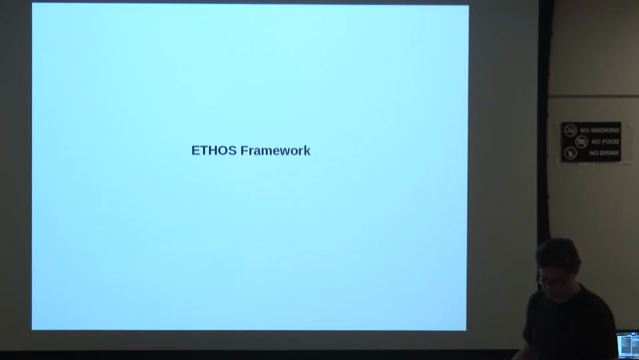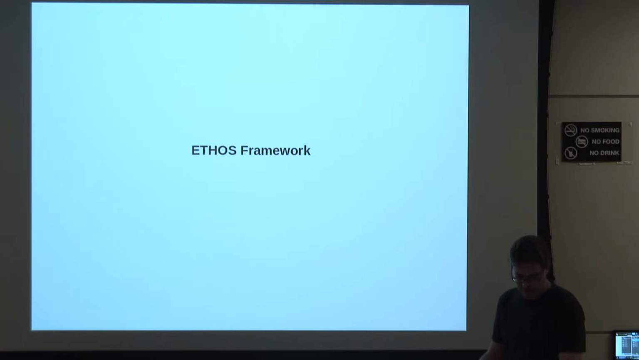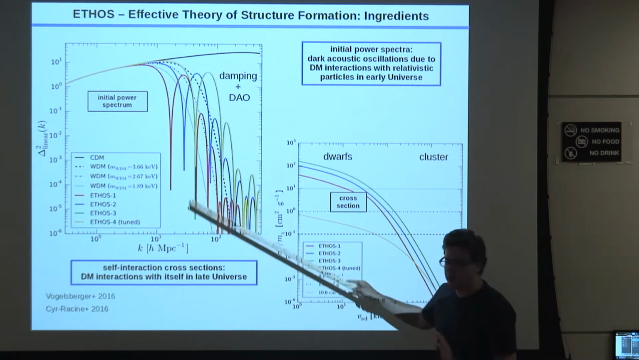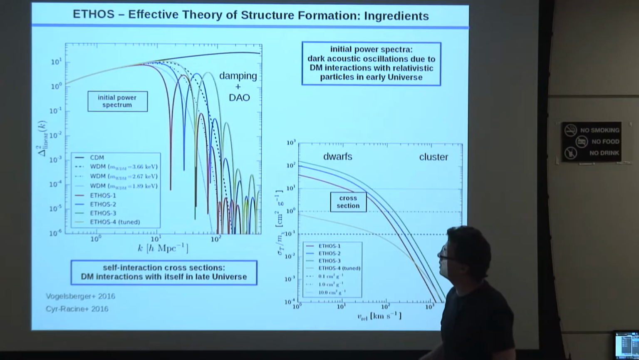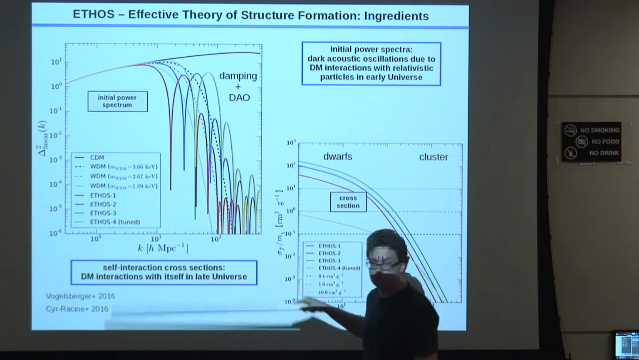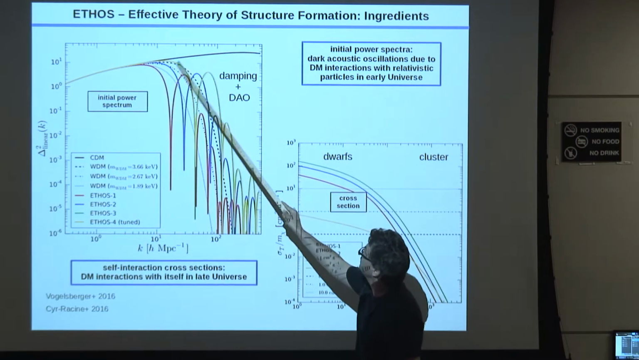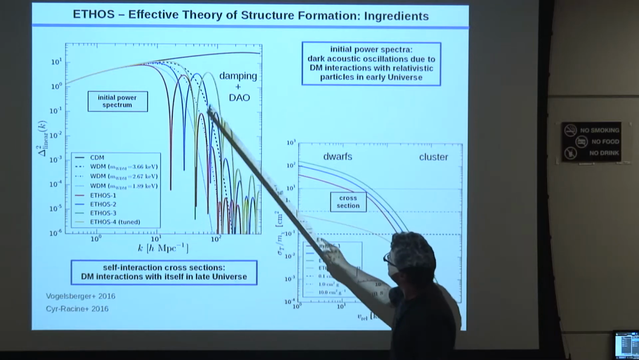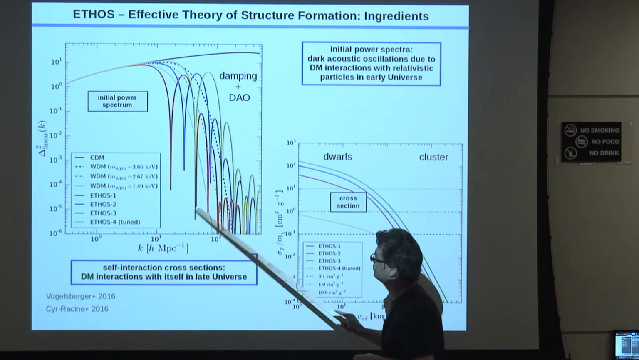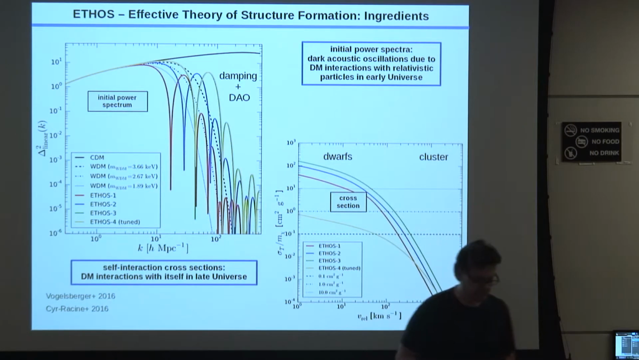This is something that Francis-Yan Cyr-Racine and Jesus Zavala and Torsten Bringmann and many others have worked on, and we put out a couple of papers 2 or 3 years ago. The basic idea is that you now have two ingredients. You have an initial power spectrum which looks very different from the CDM case. This is shown here as a function of k, the dimensionless linear power spectrum. In black is the CDM line, and the black dashed lines are some warm dark matter models, a typical warm dark matter cutoff for different masses of the warm dark matter particle.